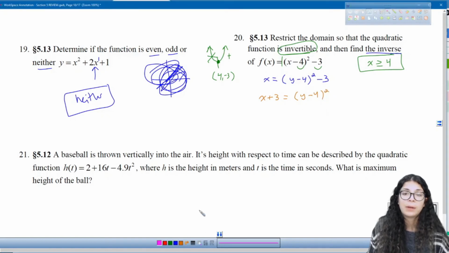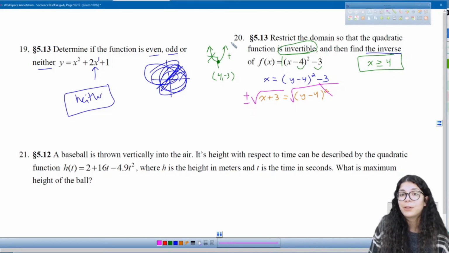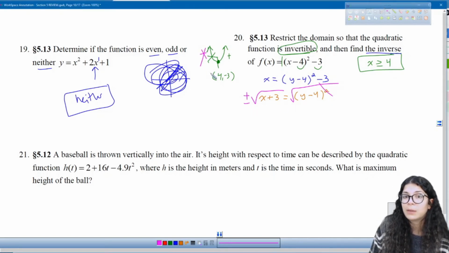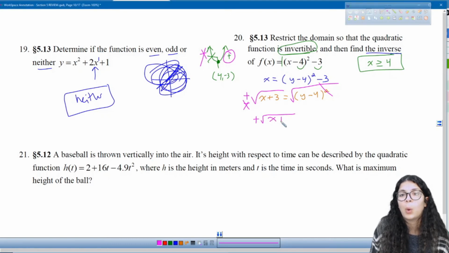Then I could go ahead and get rid of the squared by square rooting both sides. And remember, when you square root both sides, you do get plus minus. However, the minus side we're not using, right? We're only going to use the plus side. So we're going to disregard the minus sign. We're just going to keep the plus side only, so that our inverse is actually a function.